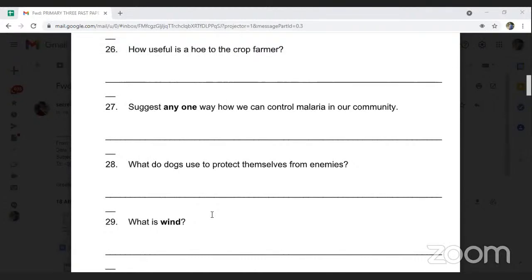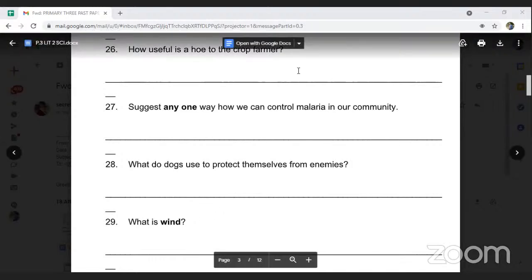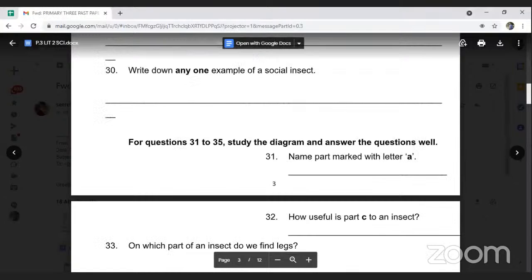What is wind? Give us the answer. Wind is moving air. Good. As simple as that. Number 30. Shadrach, read first number 30.